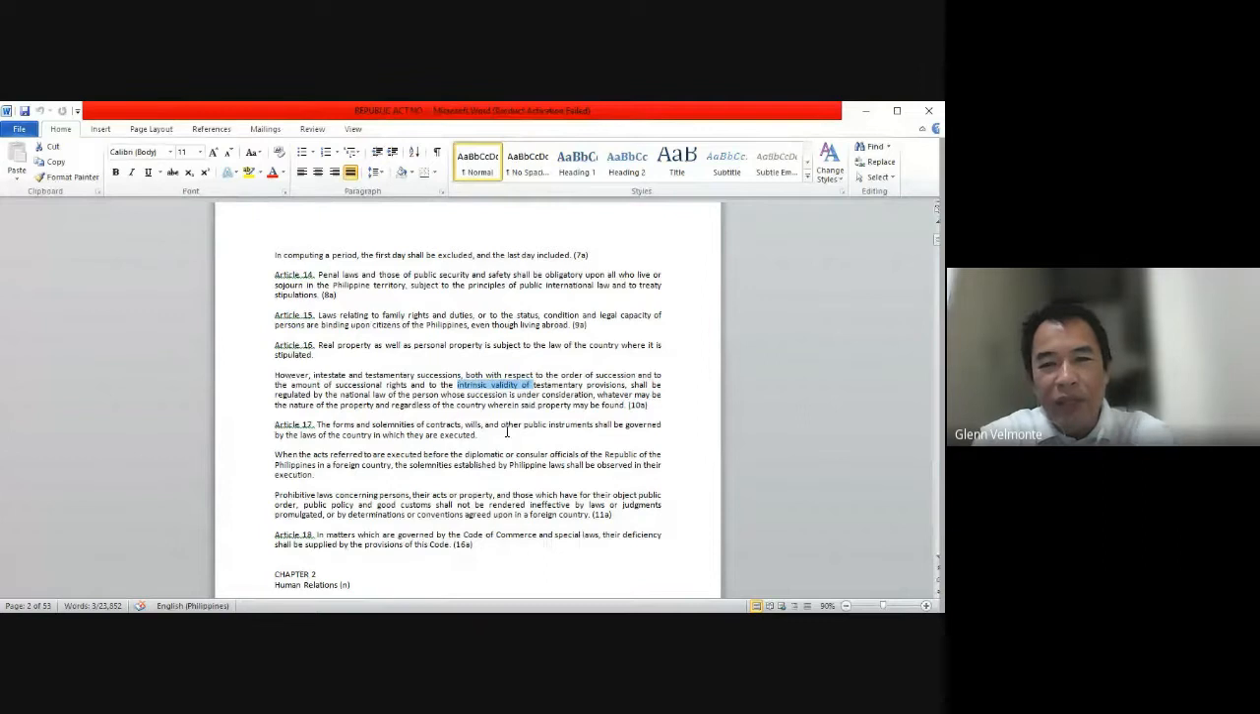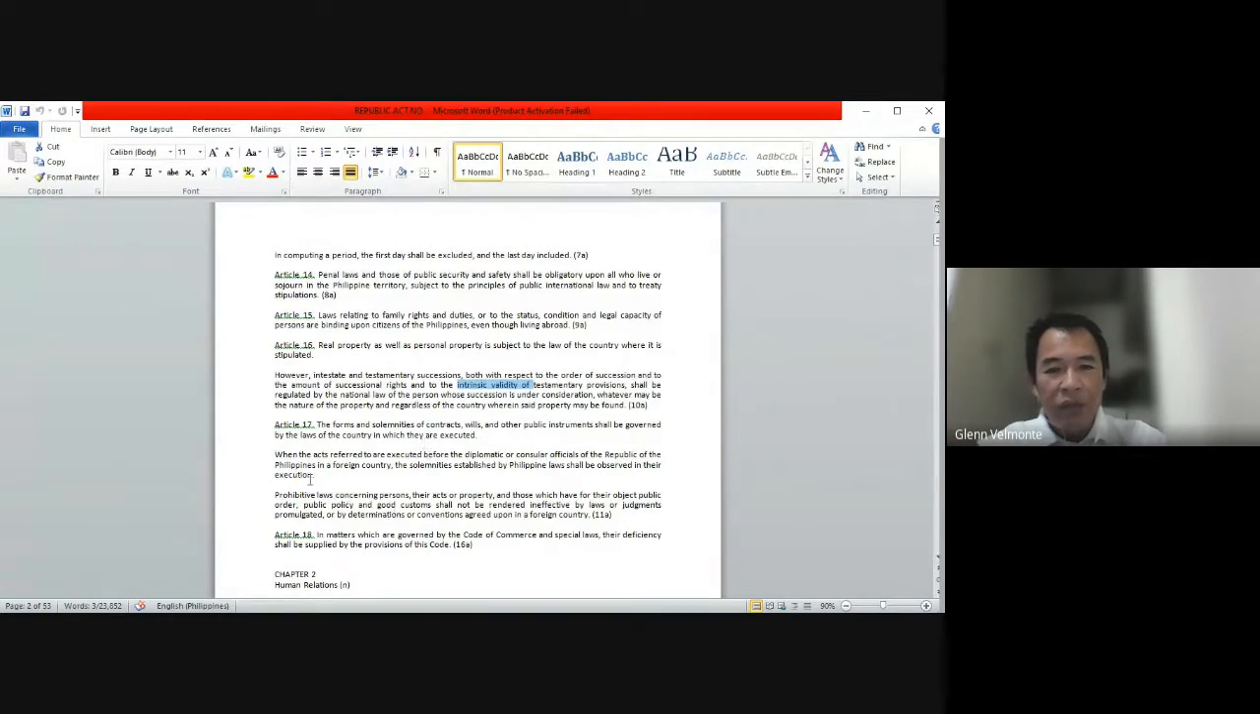Now, the other public instruments shall be governed by the laws of the country in which they are executed. So what will govern is the country in which it is executed. It simply means that if the form there is valid as to how it will be executed, that is also valid in the Philippines. So remember that. If you execute it in Hong Kong and it's valid there, that will also be valid in the Philippines.